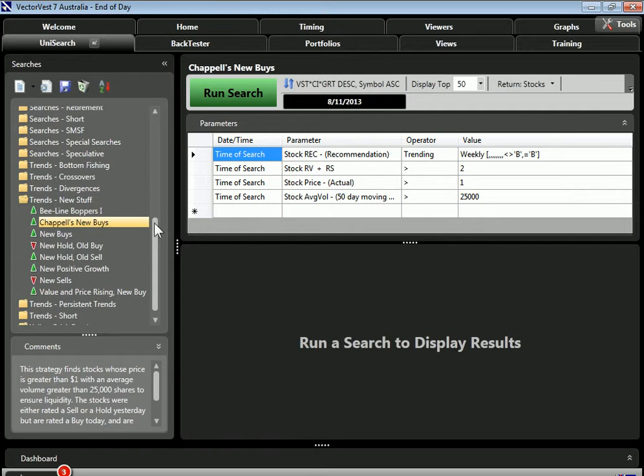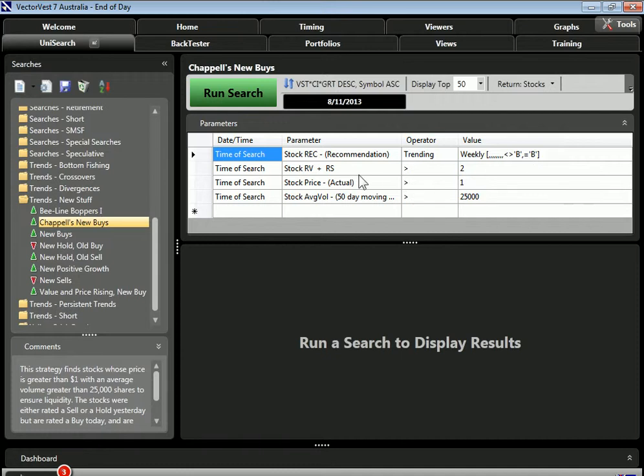When I click on the search, it'll list the criteria over on the right-hand portion, and the trend is enclosed right in the very top line of criteria. It says here that the stock recommendation is trending weekly from not a buy to equaling a buy. One important thing to note is that when running a weekly trend, we are looking at Friday to Friday data. So when we talk about a buy as of the time of search, it's going to compare it to the prior Friday or the last trading day of that week.